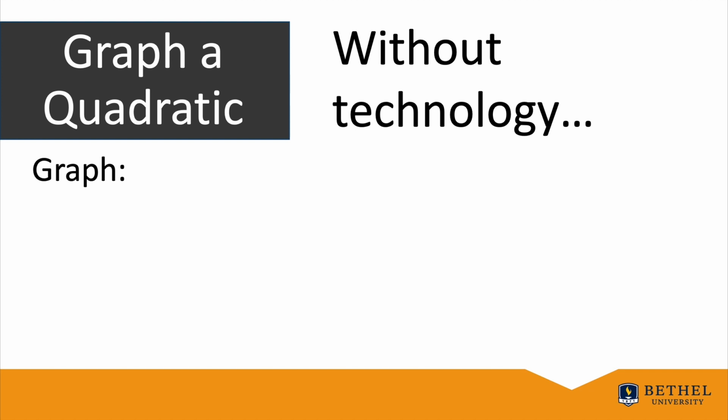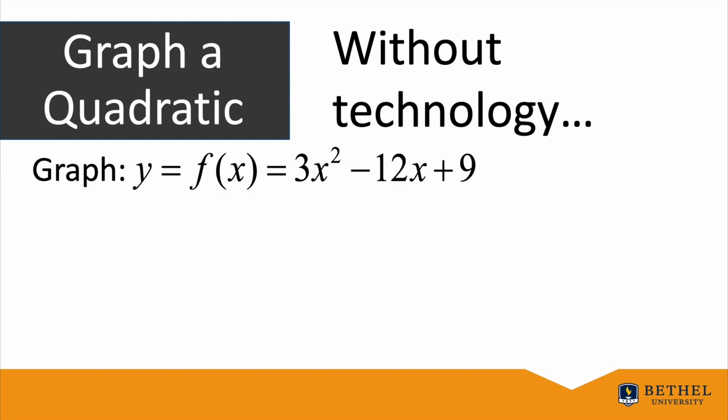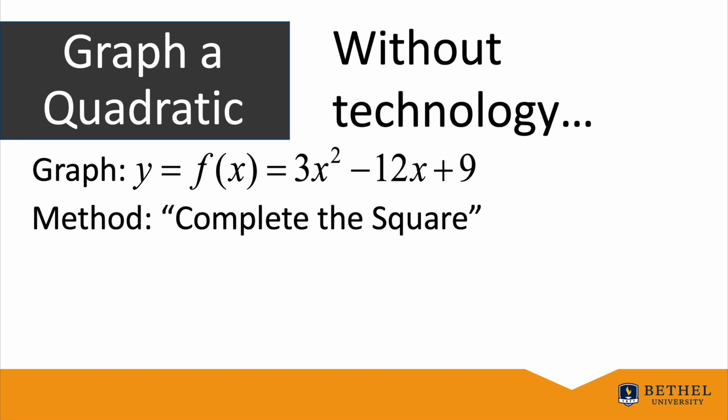We want to make a graph of the function y equals f of x equals 3x squared minus 12x plus 9, called a quadratic function because it's a polynomial whose highest power is 2. Again, the method is to complete the square. This method can be given a geometric meaning related to literal squares. However, we'll approach it purely algebraically.